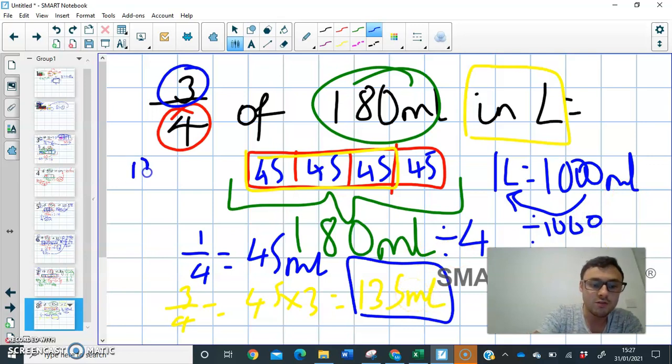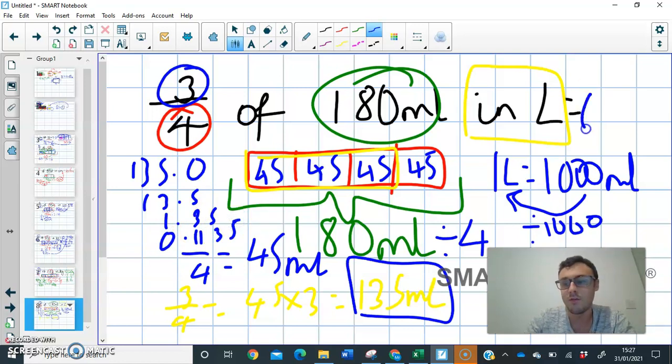135.0 divided by 10 would be 13.5. Divided by 10 again would be 1.35. Divided by 10 again would be 0.135 litres. And that would be my final answer.